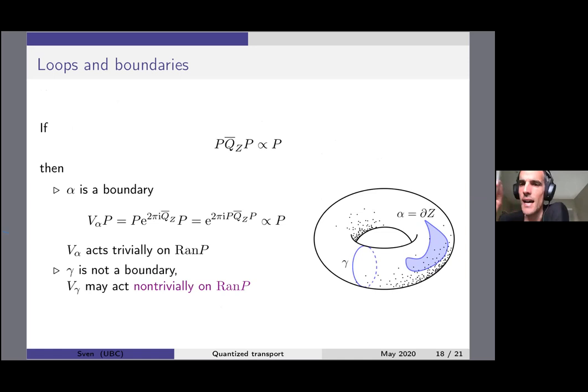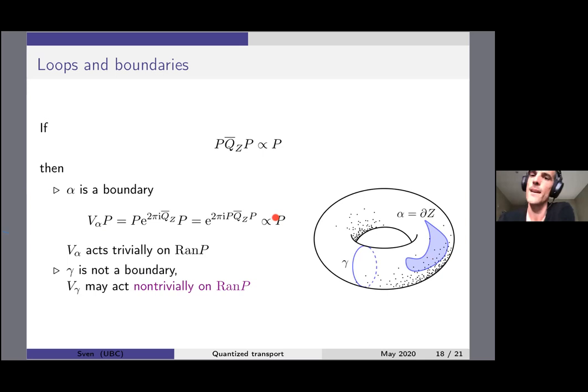Instead of going through the details, because time is a little bit short, I will just say what happens. You can draw a loop on your torus, and to any such loop you can associate a loop operator, as I just described. Now there are two situations. Either this loop is exactly the boundary of a domain, in which case this loop operator happens to be trivial on the ground state space. As it is written here, V alpha on the ground state space is proportional to the identity. It's a multiple of the identity.